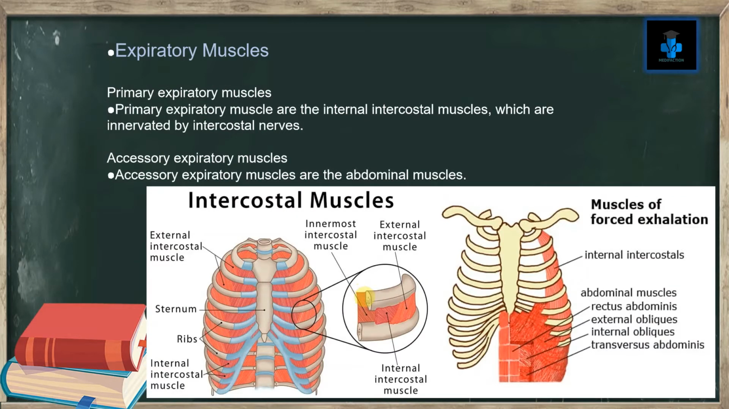Now let's check the expiratory muscles. Primary expiratory muscles are the internal intercostal muscles, which are innervated by the intercostal nerves. Here you can see the internal intercostal muscle just behind the external intercostal muscles. Moving on to the accessory expiratory muscles, these are the abdominal muscles. Here you can appreciate the abdominal muscles, which include the rectus abdominis, the external obliques, the internal obliques, and the transverse abdominis.